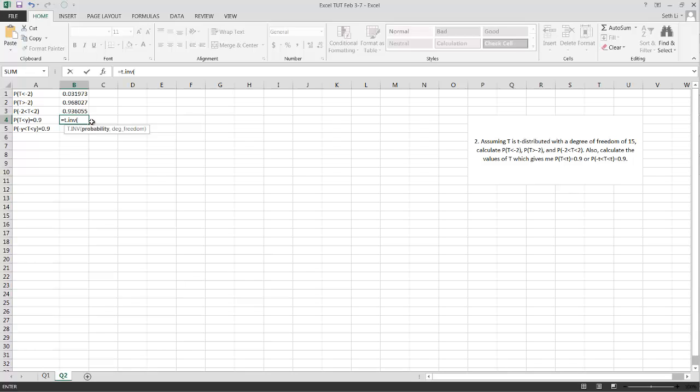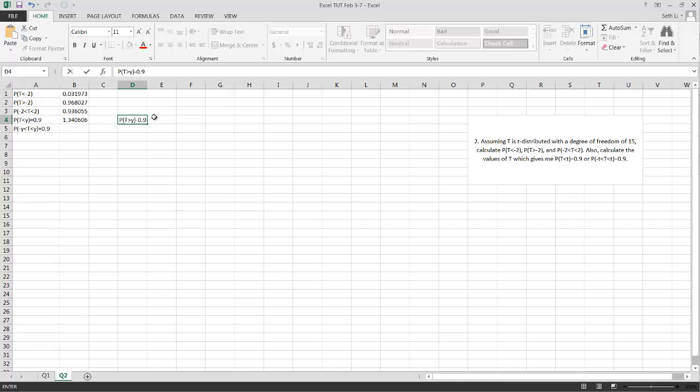So once again, it's going to ask us the probability, so 0.9, and degrees of freedom, 15. There we go. So when t is less than 1.34, it has a probability of 0.9. It doesn't actually ask us how to flip it around, so when t is greater than y, I'm going to put that here anyway, because I think it's worth noting once again, just for completion's sake, just to be thorough.